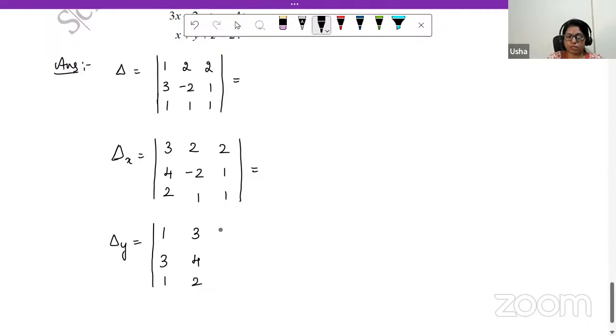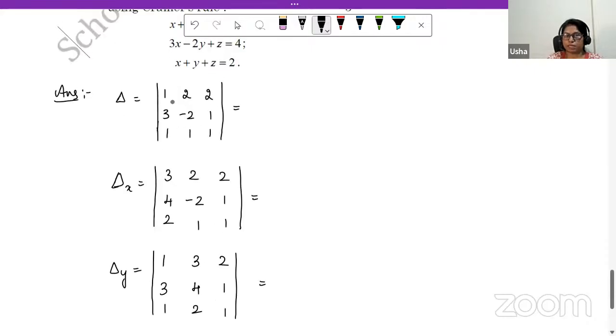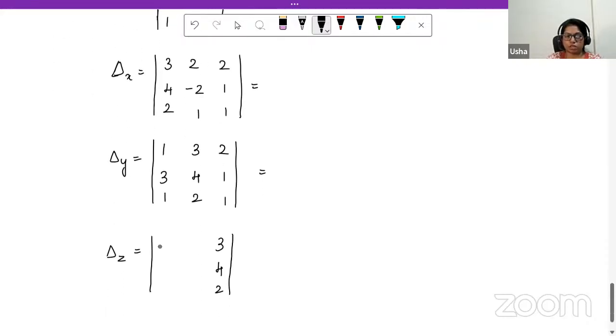And the last column is 2, 1, 1. This is delta y. Then write delta z. Delta z's right hand side values should be written in the last column. So here you should write 3, 4, 2. First and second column are the same as delta, which is 1, 3, 1, 2, minus 2, 1.